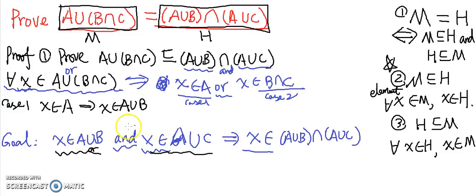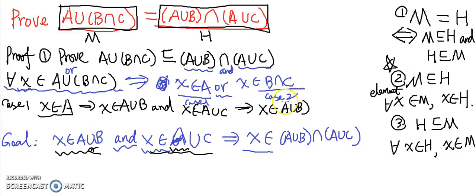And then done similarly, because x is in A, then x should also be in the union of A and C. Because if x is in A or in C, then x is in the union. And we do know x is in A in case 1, then it should be in the union. So now we get what we want. So if x is in both of them, then x should be in the intersection. And that's exactly what our goal is.